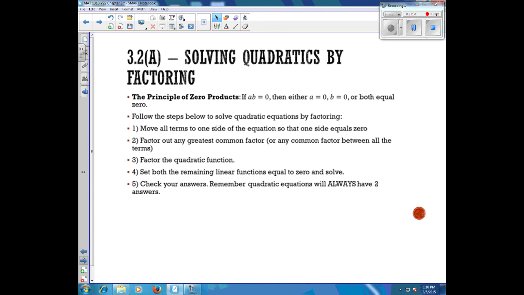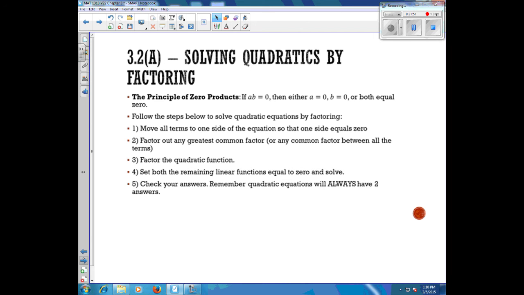From that, we'll take both the remaining linear functions, set them equal to 0, and solve them, and that will give us our two answers. Okay. Quadratic equations will always have two solutions. In fact, the number of solutions is based on the highest power of x.